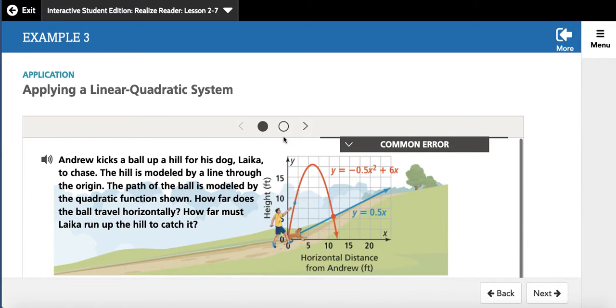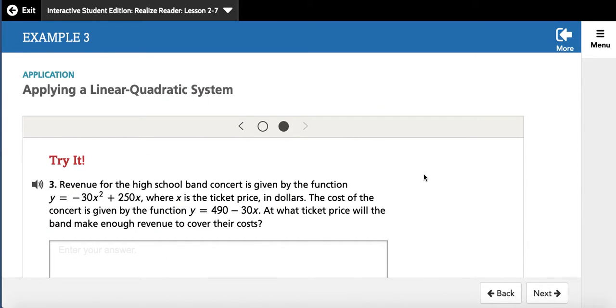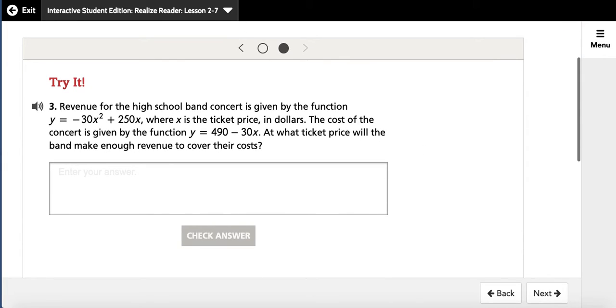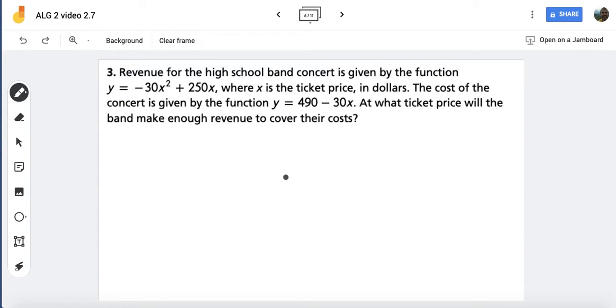Moving on to the one for you to try. We have revenue for a high school band concert given by this formula where x is the ticket price in dollars. The cost of the concert is given by the function y equals 490 minus 30x, where x is still the ticket price. At what ticket price will the band make enough revenue to cover the cost?